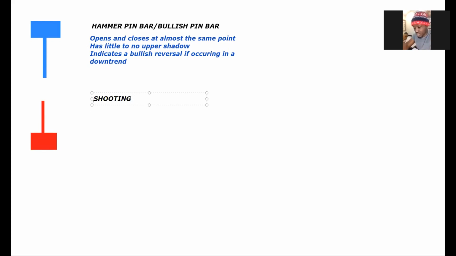So a shooting star or a bearish pin bar. Right? So it's the same kind of description. It's not the same, right? So I want us to understand that the word almost is the only word that I could figure out that helps.